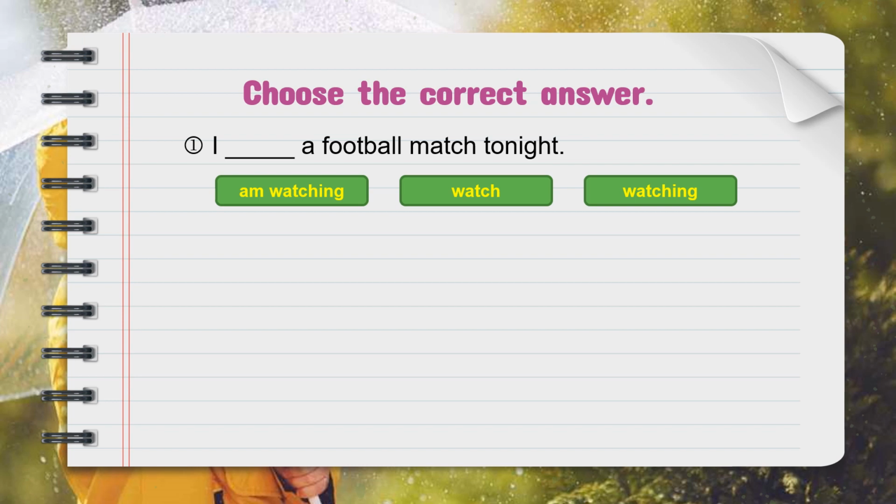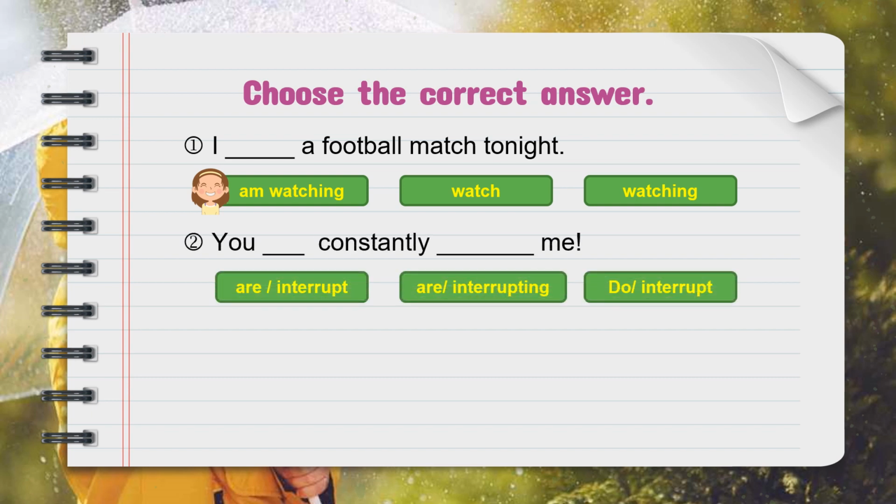Think about it. Okay, great. Now, if you opted for "I'm watching," this is the correct answer. So, I'm watching a football match tonight. This is something that you intend, or a fixed arrangement in the future. Great. Sentence number two: you constantly me.